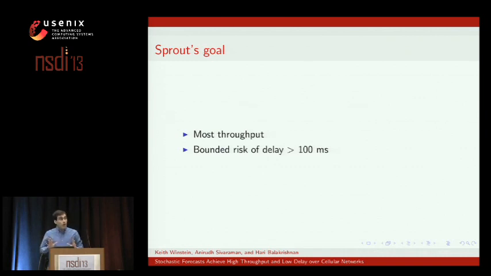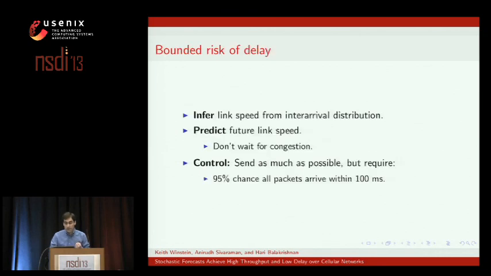So we made our own protocol called Sprout. Sprout is a transport protocol designed for real-time interactive applications over these kinds of variable, semi-reliable networks. Sprout has an explicit goal. The goal is to provide the application with the most throughput possible, but the more important priority is to bound the risk of accumulating a large delay. So that's the main constraint: bounded risk of a delay.